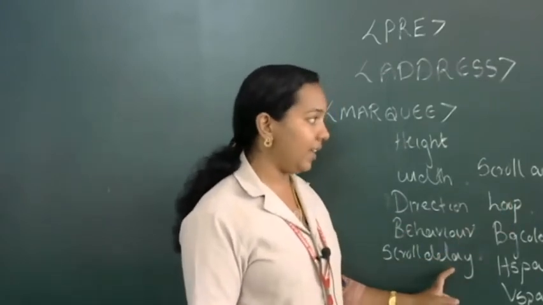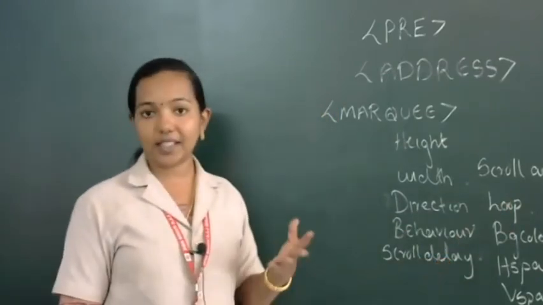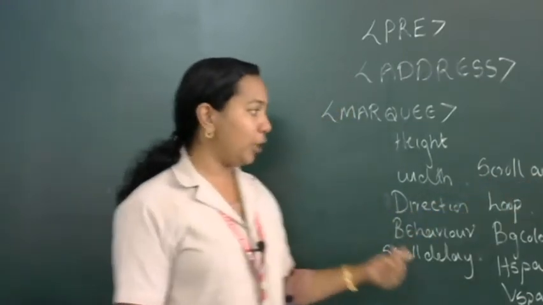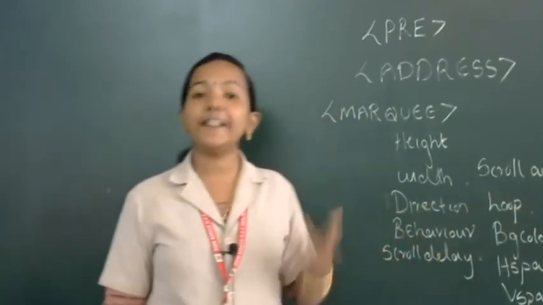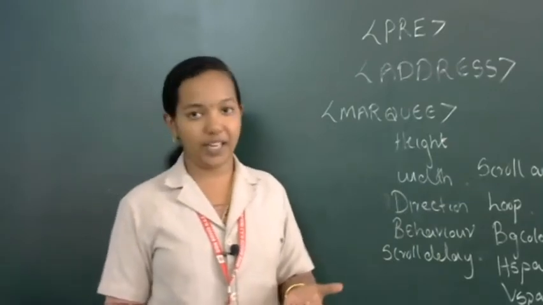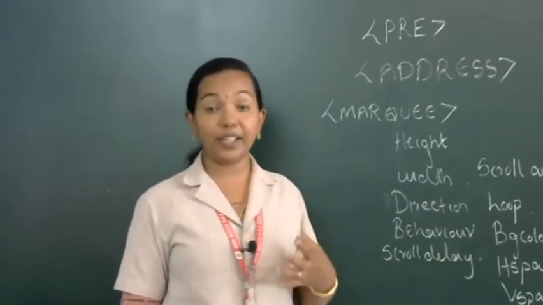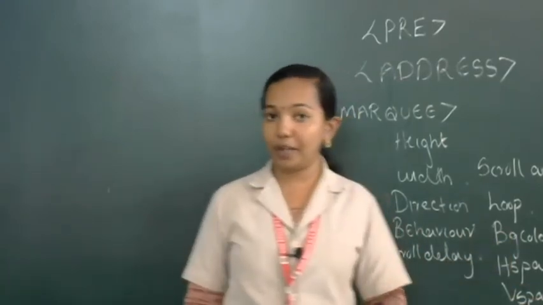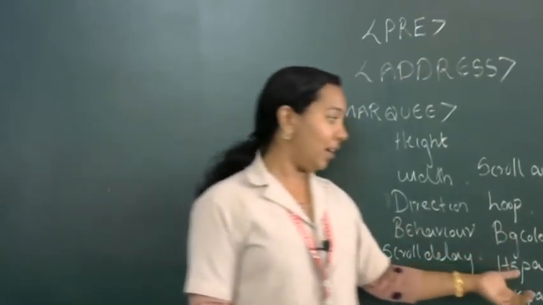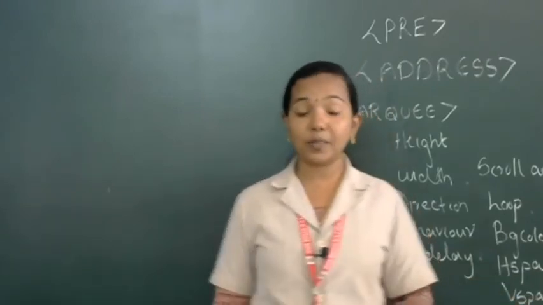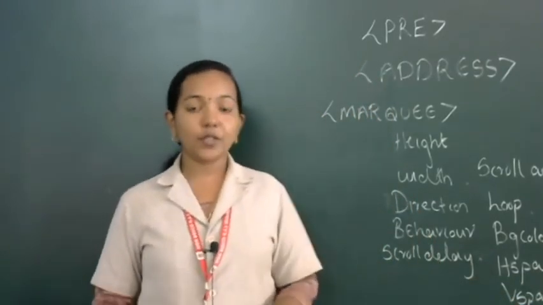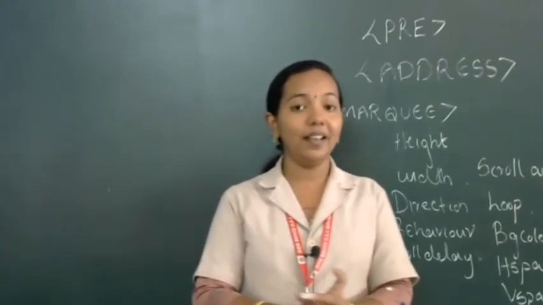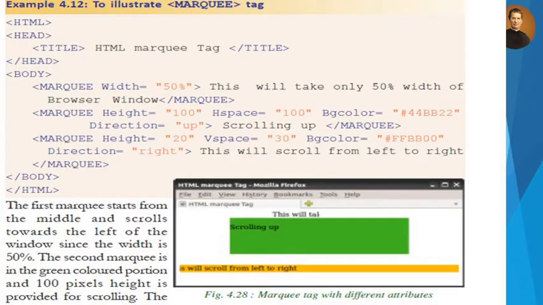Then scroll delay indicates seconds, how many seconds it is displaying. Scroll amount indicates the speed. And loop, how many times. The default value of loop is infinite. BG color is the background color for the marquee, then horizontal space and vertical space. So these are the attributes of marquee. With the help of an example, I will explain how marquee is displayed on the web page.